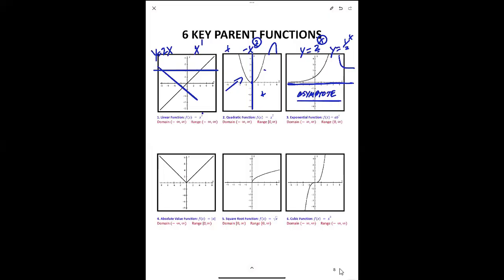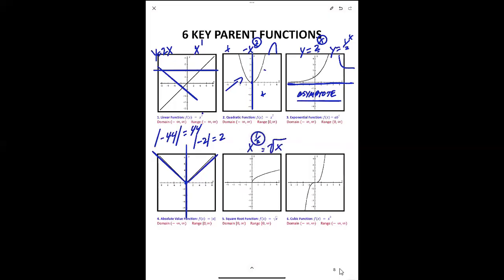Absolute value is very similar to quadratics. It has an axis of symmetry and a vertex. It just has straight lines instead of curved lines. Also, the absolute value of any number is going to be positive. So the absolute value of 44 is a positive 44. All right, square root function. This is really the one that has a fraction for an exponent, but we also just write it this way. But these are the same.